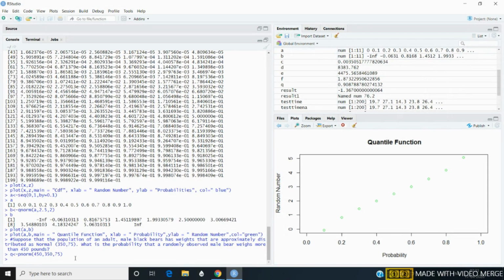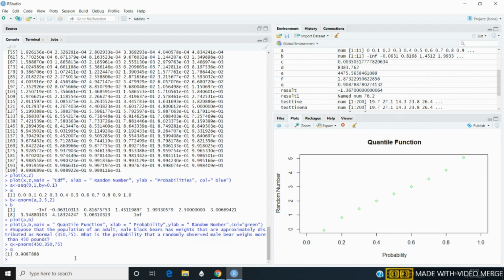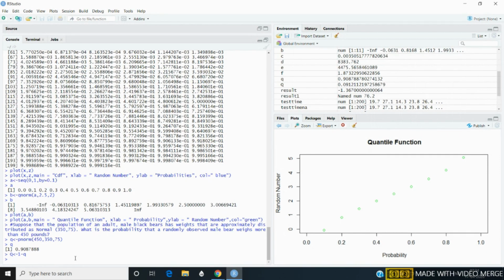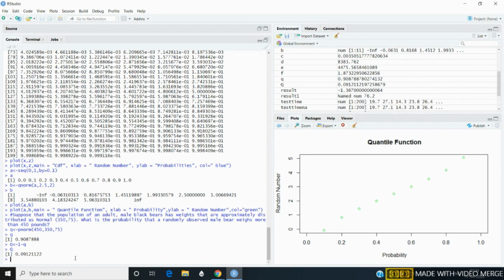If I hit enter and print q, I will get 0.9. This is for probability of x less than 450, but I have to compute for more than 450. Then I will again assign one variable capital Q, that is 1 minus small q. And I will enter, then capital Q, enter. Then this is the probability for x greater than 450. That is 0.09121122. That is the probability.